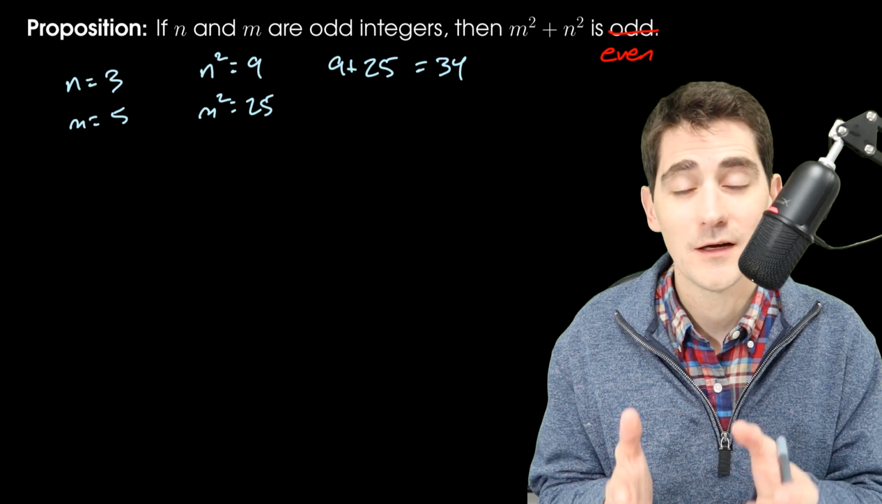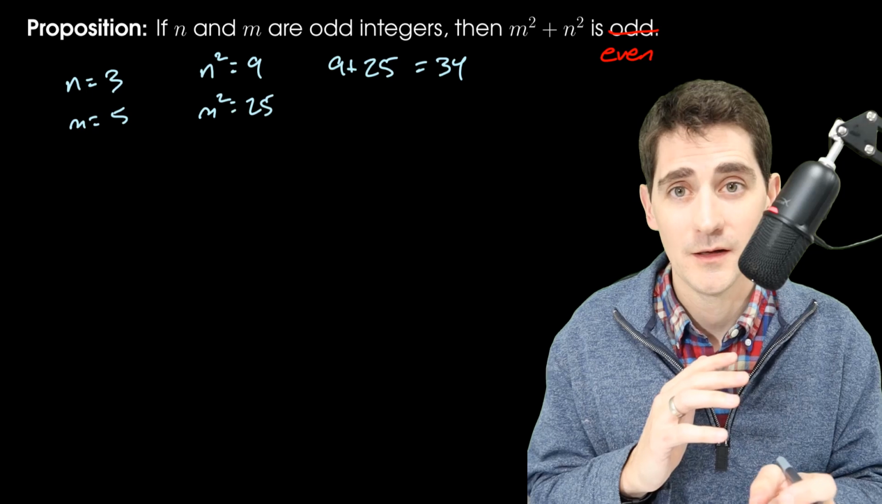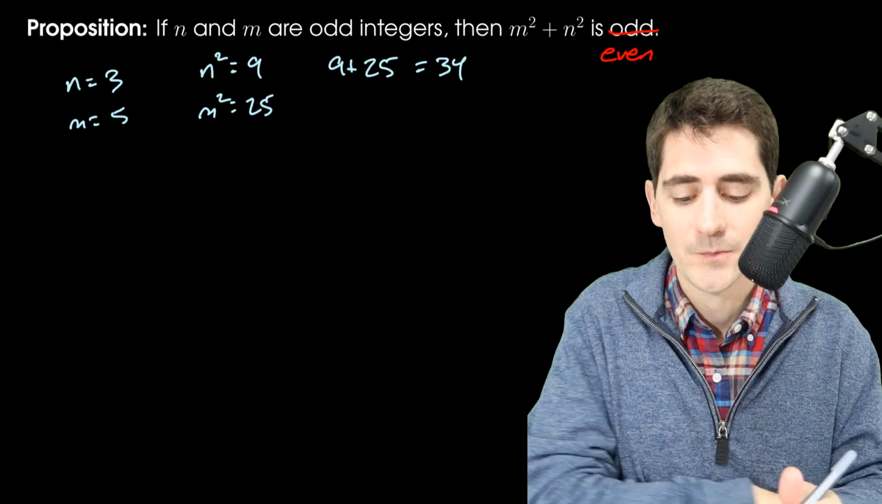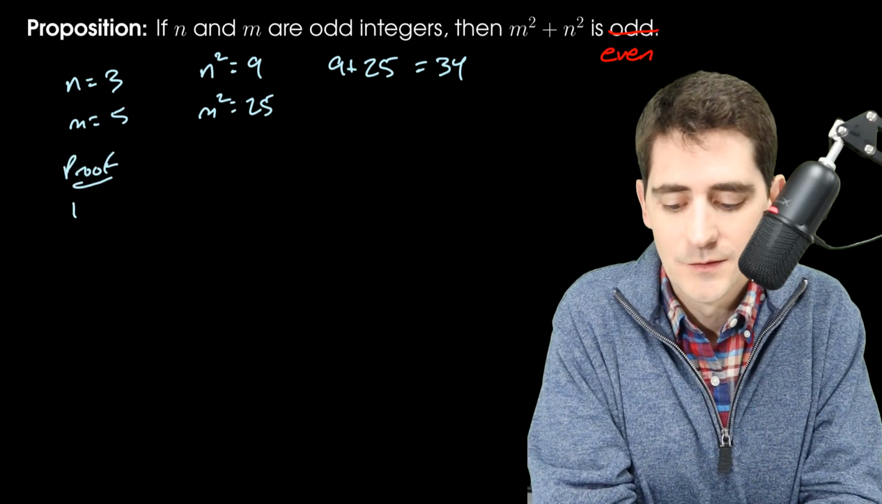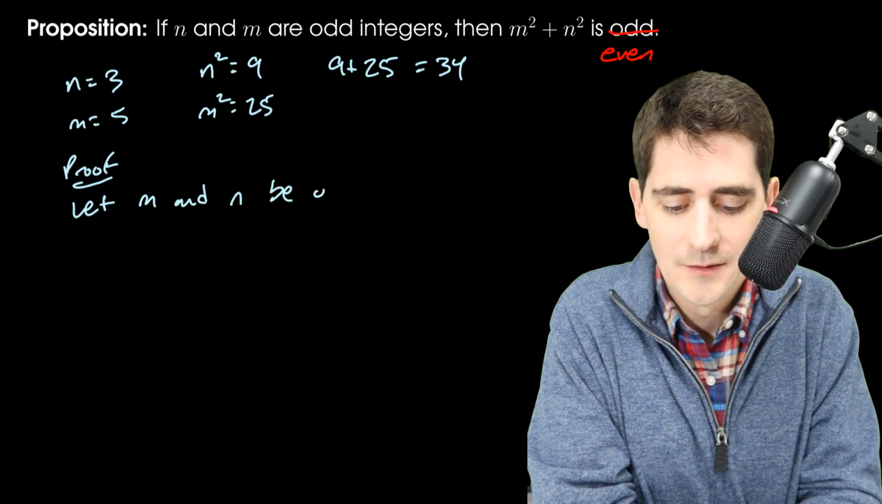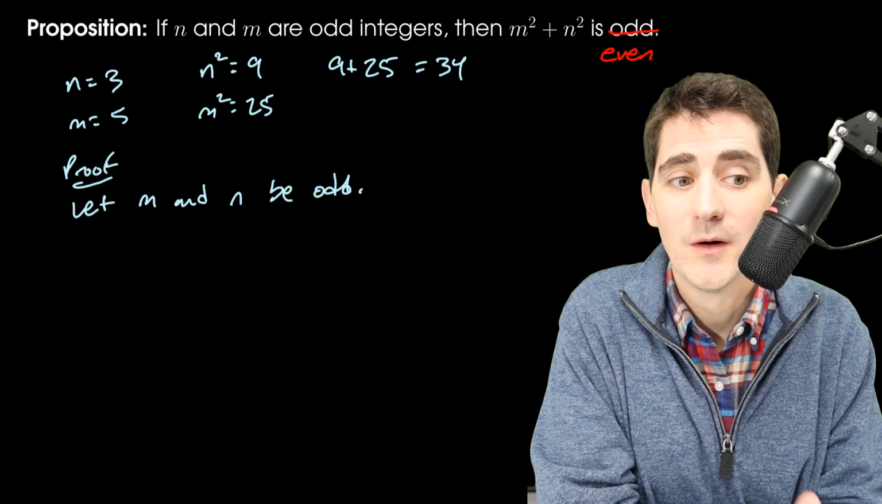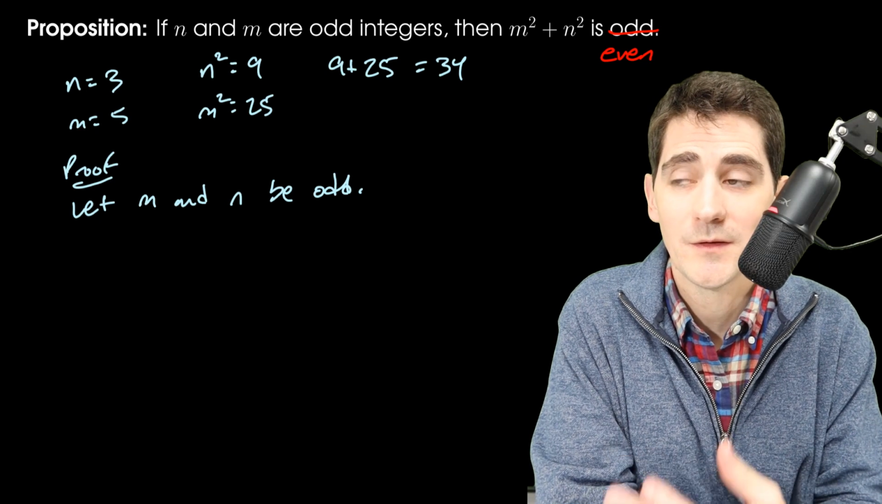By observation, I don't believe this is a true statement, but we're going to modify it to something that we do believe to be true. And let's see if we can prove that. So we're going to let m and n be odd.